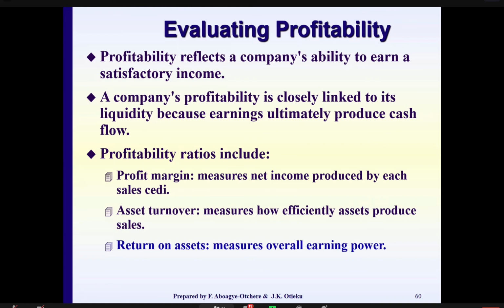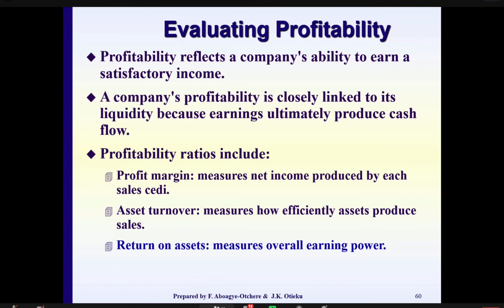Okay, so when we're measuring profitability, remember, we're looking at any activity that will increase revenue or profit. So some of the ratios that we use are the margins. Basically, we have two of them: the gross margin and net margin. For gross margin, we are looking at gross profit as a percentage of sales or turnover. The net margin, we are looking at net profit as a percentage of sales or turnover or revenue.